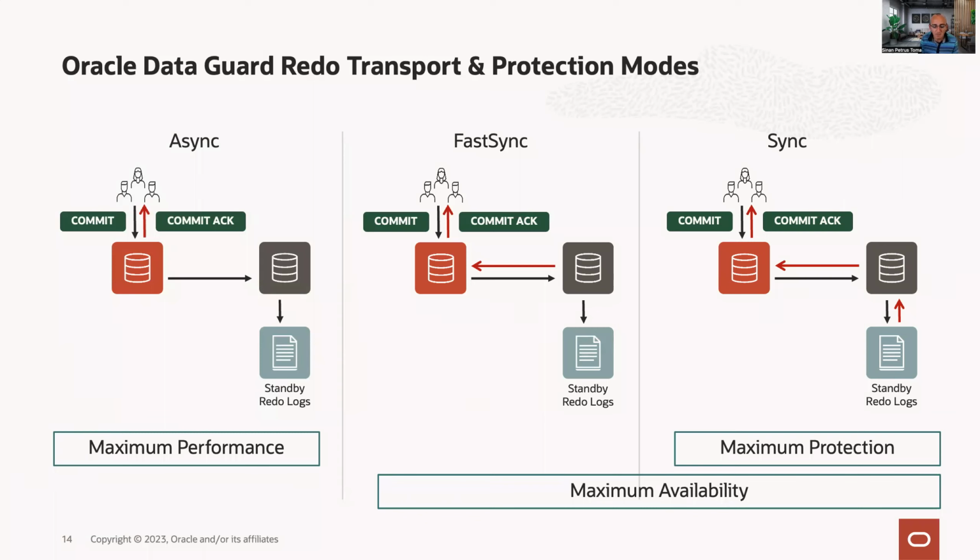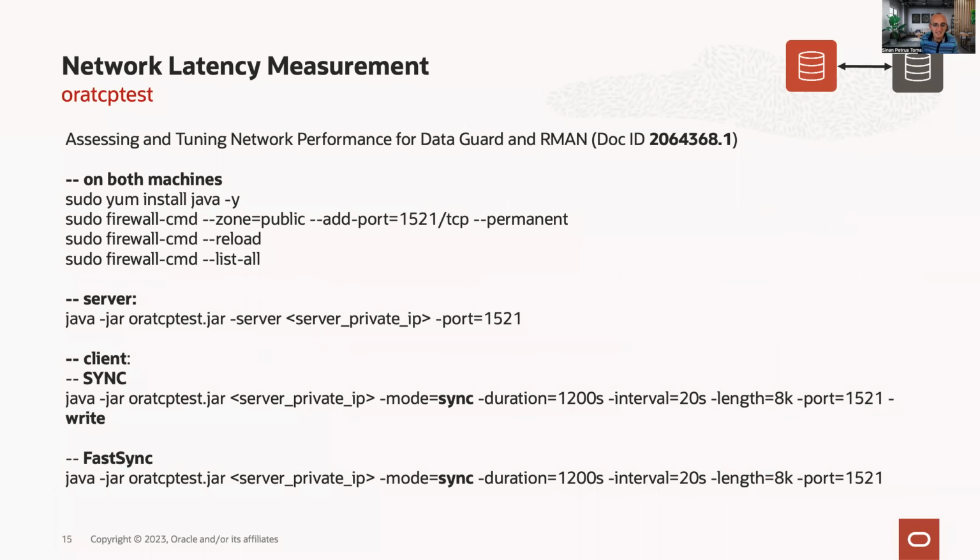And what are they called? The maximum protection on the very right side, because data is written to the standby redo logs on the disk device on the standby side before it is acknowledged that it is committed. On the very left side, this is the maximum performance. We are not waiting at all. And in between, fast sync, you can even use it with maximum sync or fast sync with the maximum availability protection mode. Okay, next.